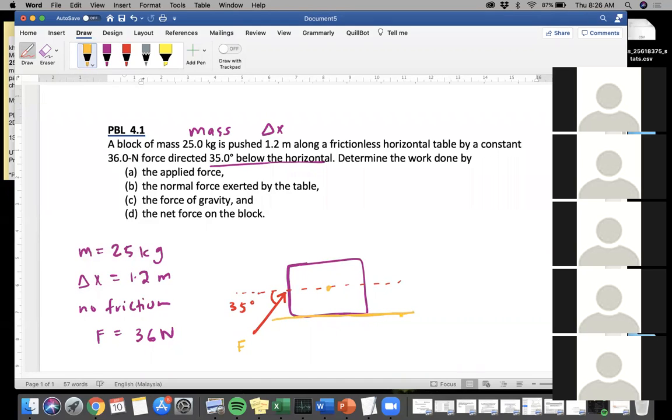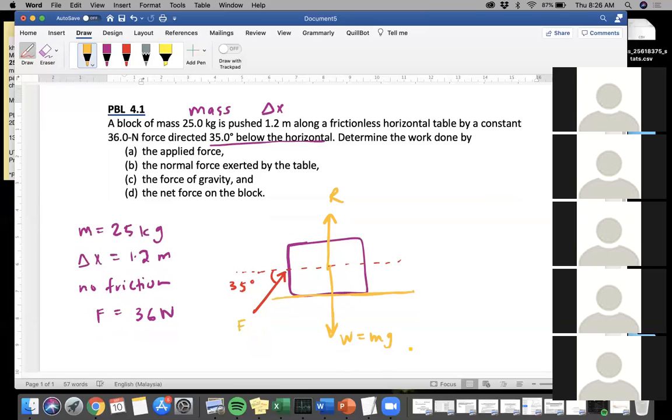If there's a surface, we have contact, then we have reaction force, R or N. You can label it either one. Normal force, and then we have the force of gravity. Let's do yellow as well. The force of gravity, which is W equals to mg, or just W is fine. And we don't have friction, we only have force.